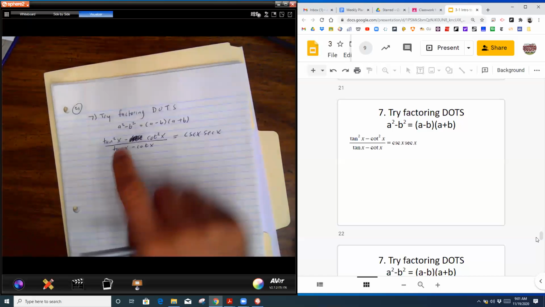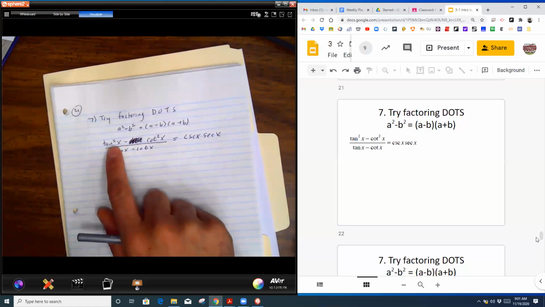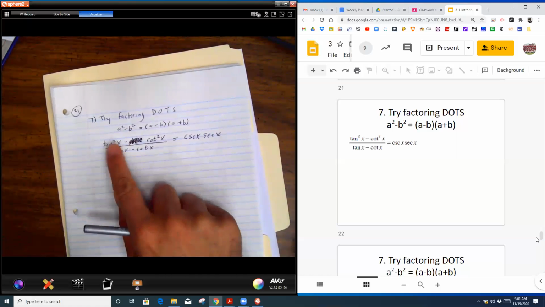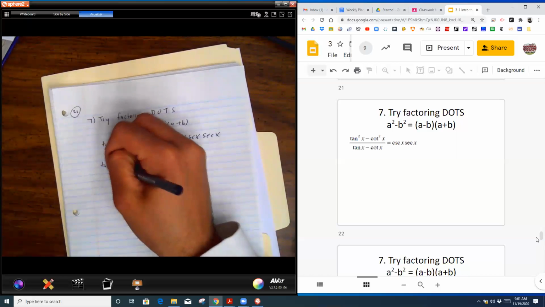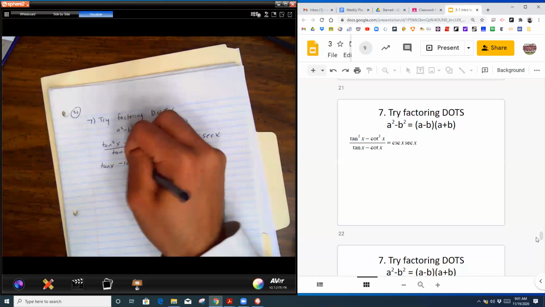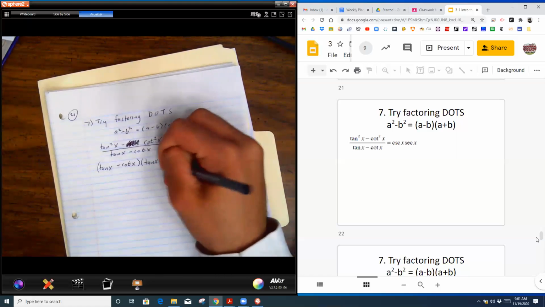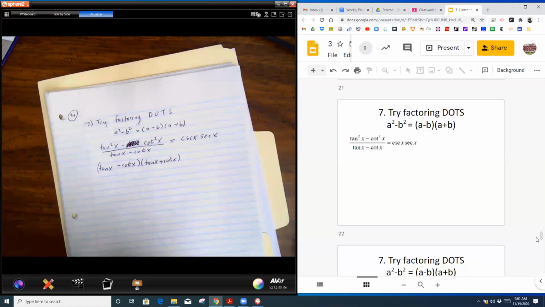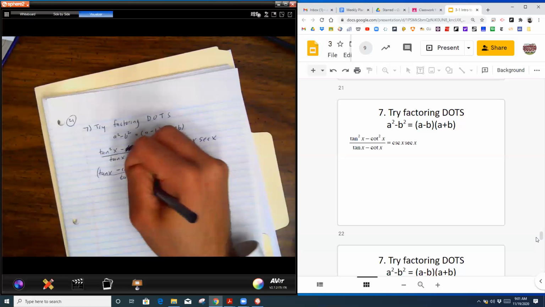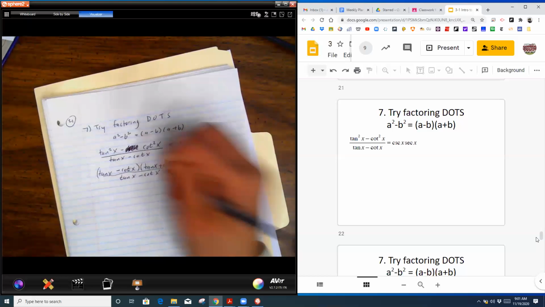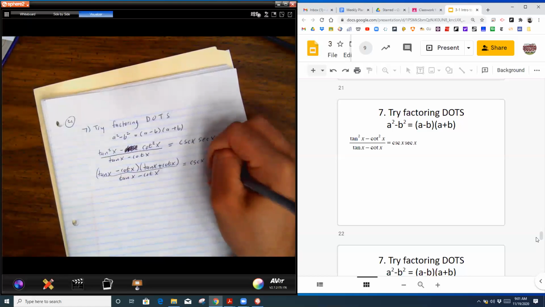So this right here in the numerator, ignore this ugly blob here, is factorable because it's a difference of 2 perfect squares. So we could factor it as the tangent of x minus the cotangent of x times the tangent of x plus the cotangent of x, all over the tangent of x minus the cotangent of x, equals cosecant of x times the secant of x.